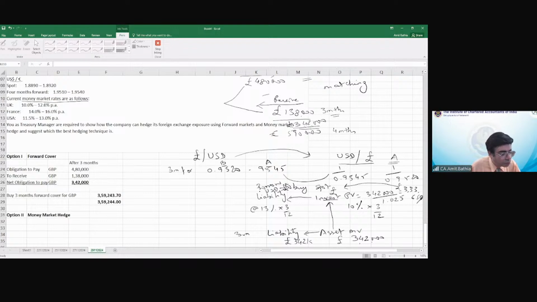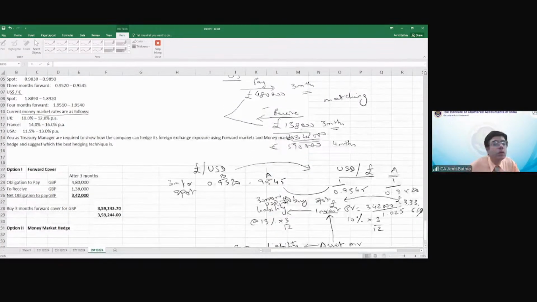सर स्पॉट रेट शो नहीं हो रही है स्लाइड The spot rate? Yes. What is the spot rate? I think I have. This is the 3-month rate. What is the spot rate over here? Let me. What is the spot rate?